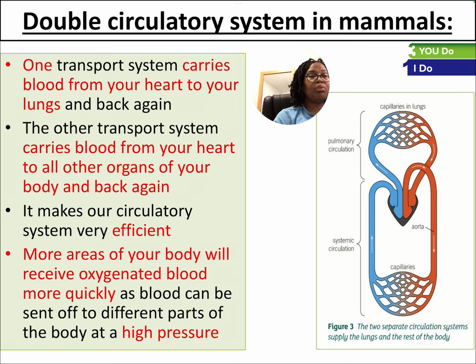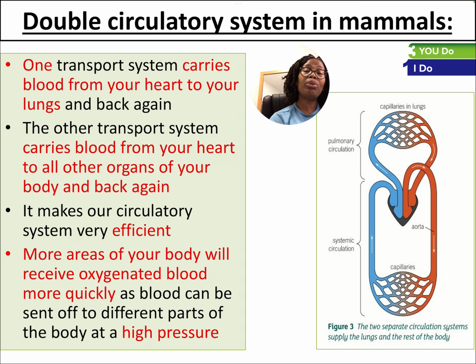More areas of your body will receive oxygenated blood more quickly, as blood can be sent off to different parts of your body at a high pressure. And oftentimes, people will say that the blood enters the heart twice before it returns to the rest of the body. So it enters on the right side of the body, then it leaves there through your pulmonary artery, and it goes straight to the lungs to get rid of the carbon dioxide, picking up oxygen.